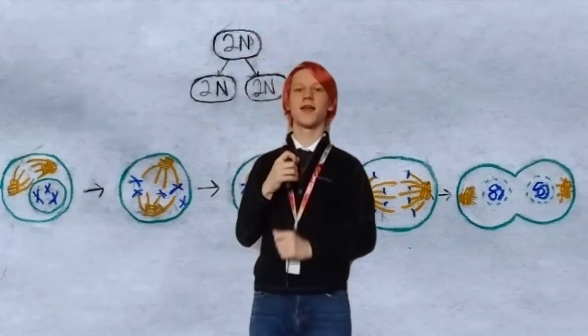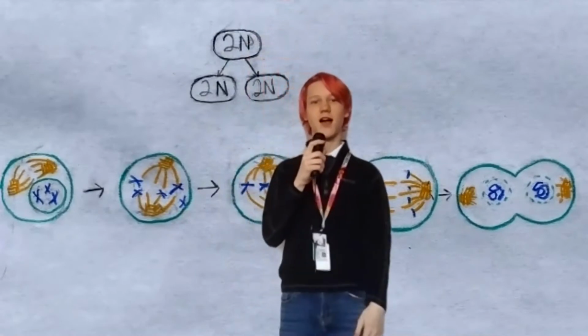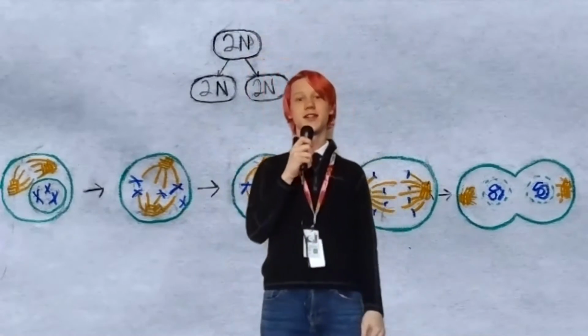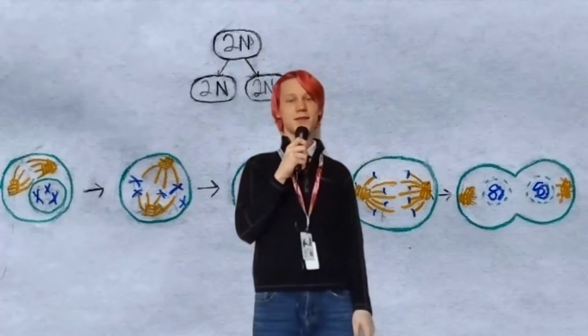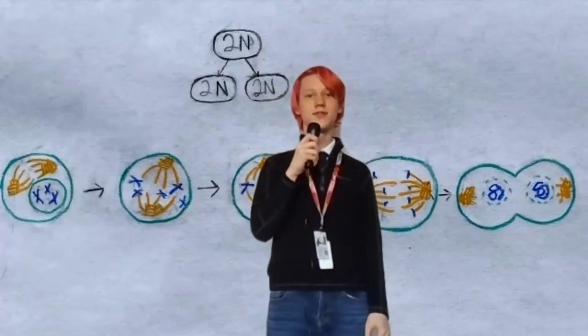Thank you, Leisha. Mitosis is the division of the nucleus, which usually occurs in conjunction with cytokinesis, the division of cytoplasm, to produce two diploid daughter cells. A diploid cell, of course, being one with two complete sets of chromosomes, one from each parent.